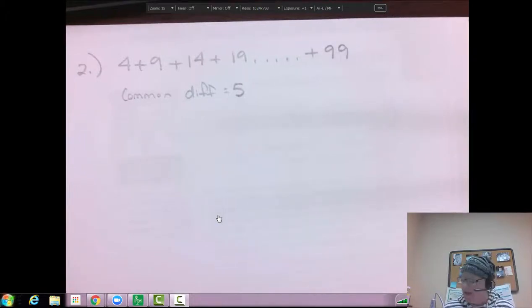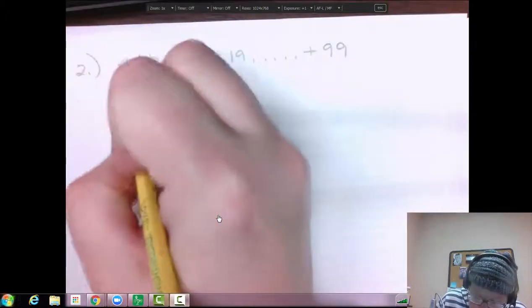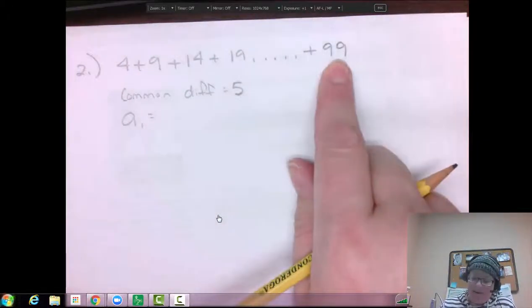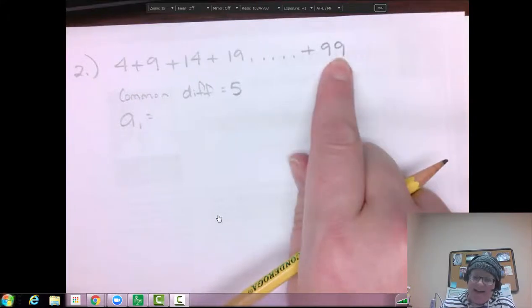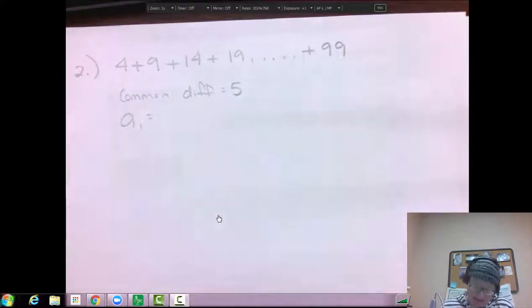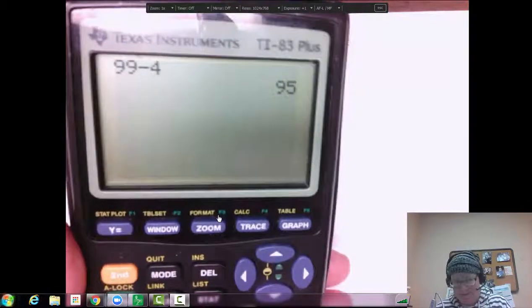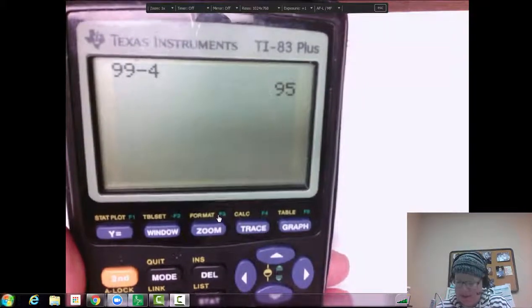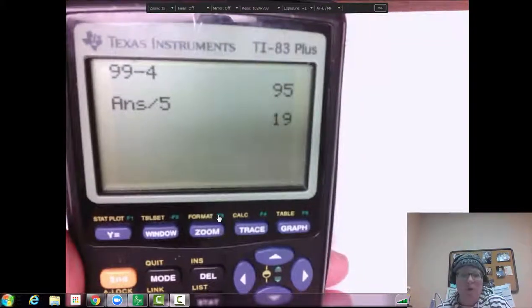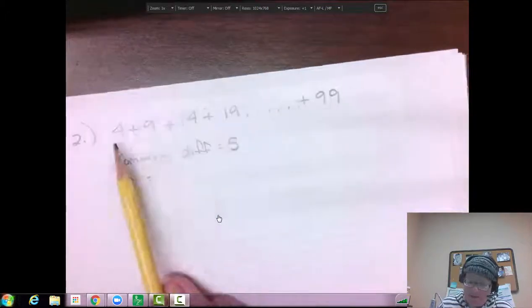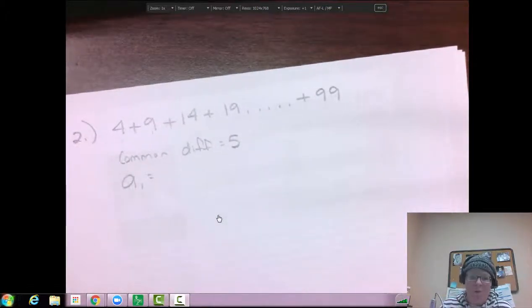Okay, so we have to look at that. What are we going up by? Now, what is our first term? What does that equal? Well, like I said, 99, we're going up by 5s. You can't divide 5 evenly into 99, so it's a little tricky. So what I'm going to do is take 99 minus the first number of 4. That gives me 95. It'll always be divisible by your common difference, which is 5, which gives us 19 terms from this number on. Well, we have to include this as our first term, so there are 20 terms.